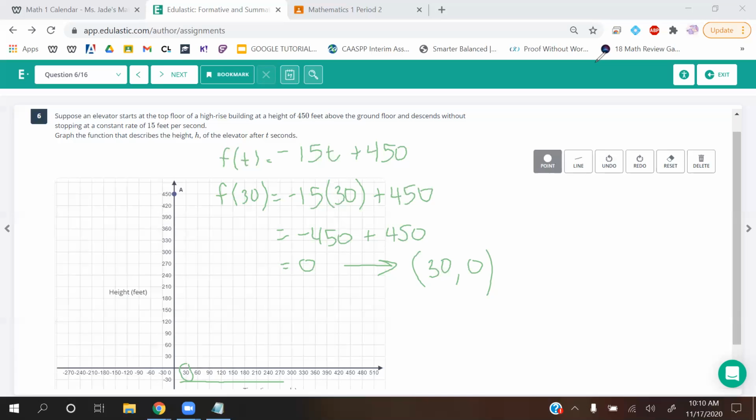Let me go point that out. There we go. So that's our point, 30, 0. And then we can connect it with a line. How do I draw the line? Click, click. There we go. If you just click the line button, then click at the 2 points, and you will draw a line through there. So this is the line you should have for number 6.